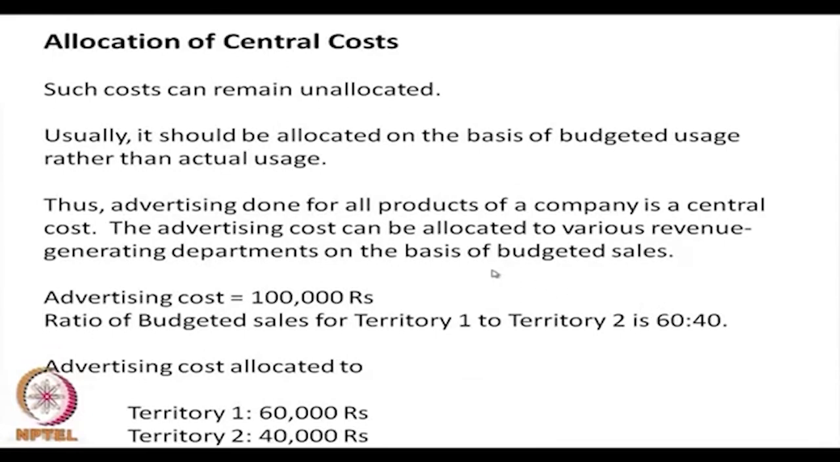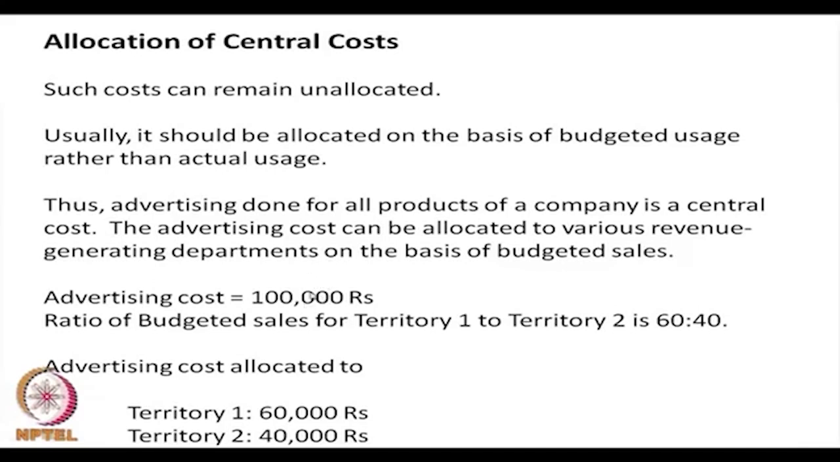Now, suppose that we have some central costs, say for example, advertising. This is done not for one particular product, but for all products of a company, and therefore, it is considered as a central cost. Now, such central costs are considered unallocated, and as I was telling you, this usually is subtracted from the gross profit to find the net profit.